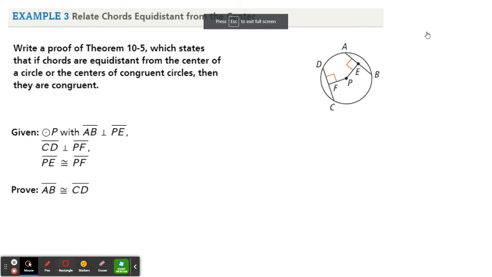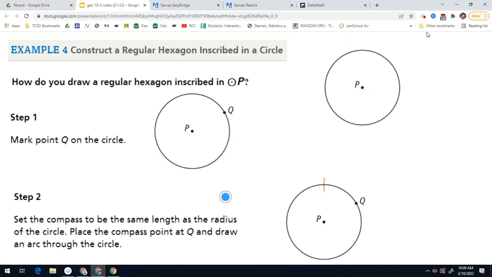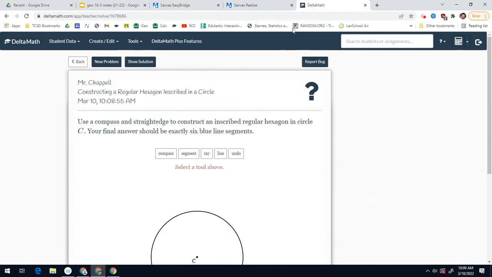Now, on your notes, there's only one really explained because the textbook only talks about one, this regular hexagon, but we're going to do 3 total. Okay? We're going to do them through Delta Math. So again, the steps are here, but I'm going to go straight to Delta Math. You will have a Delta Math assignment as part of this homework.